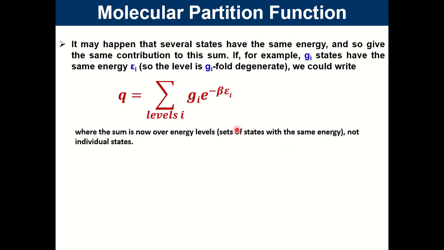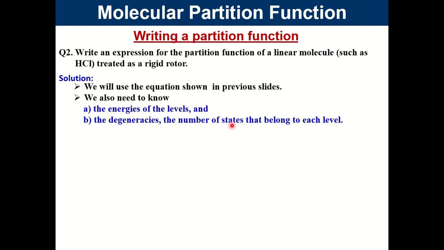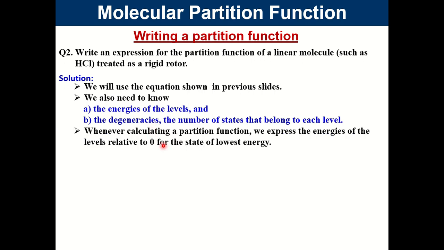Okay, now we can discuss some examples of how to write a partition function. For example, if you are asked to write the partition function of an HCl molecule, considering it as a rigid rotor, we will be using the equation that we have discussed in previous slides. We also need to know the energies of the levels and also the degeneracy. These two things you must know before solving the problem. The rigid rotor constant that you have already studied in quantum mechanics will be helpful here.